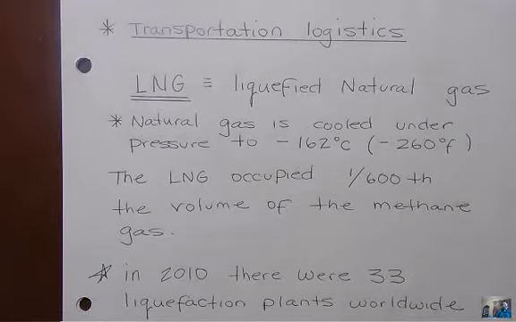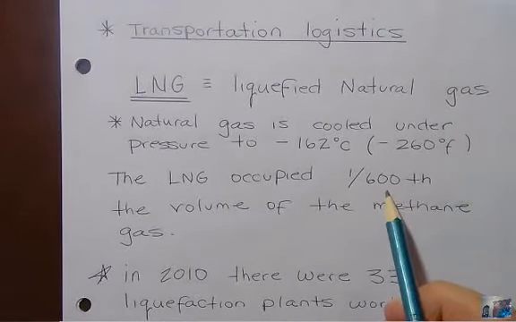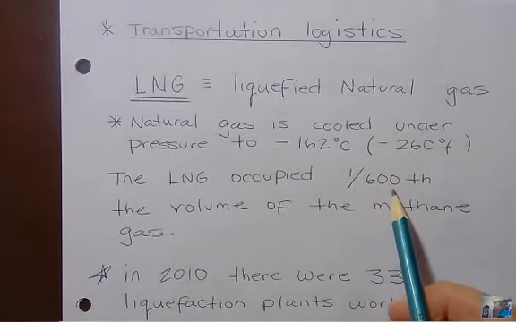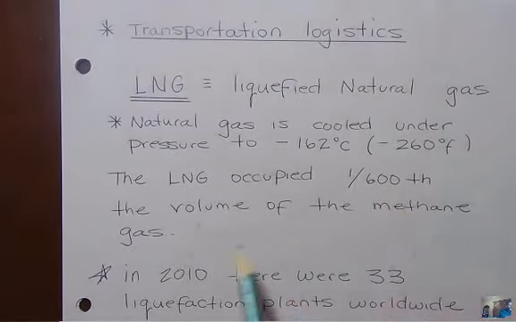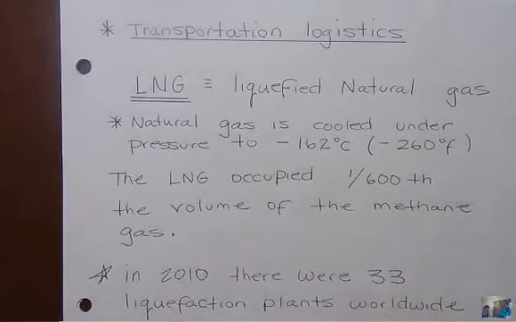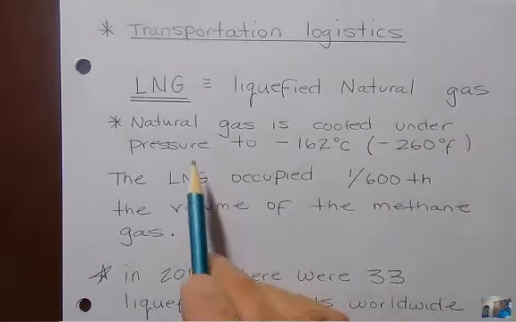Okay, and the reason is, whenever you turn something from a gas to a liquid, it goes into a condensed state of matter. So it occupies much, much less space. In fact, it only occupies 1/600th of the volume of the gas that flows through our pipes to our house. So that's amazing.